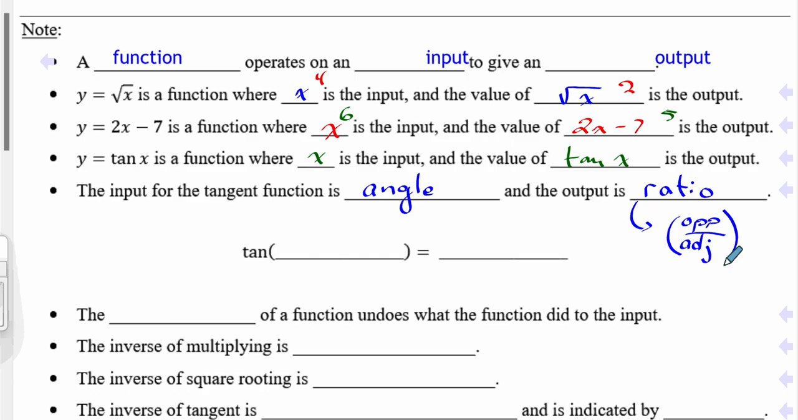So just to show it in a different way, tangent operates on an angle, and it gives me this ratio as output. Okay, so far we're good? All right.